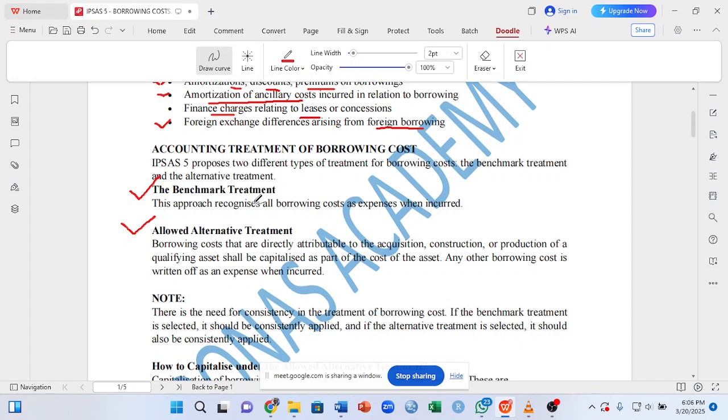So why is it different? With the benchmark treatment, the approach here is that all your borrowing costs, you are going to expense them. All borrowing costs, you have to expense them, whether it relates to a qualifying asset or does not relate to a qualifying asset. That is if you are using the benchmark treatment.